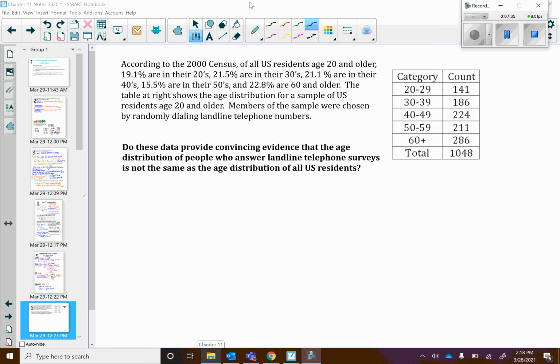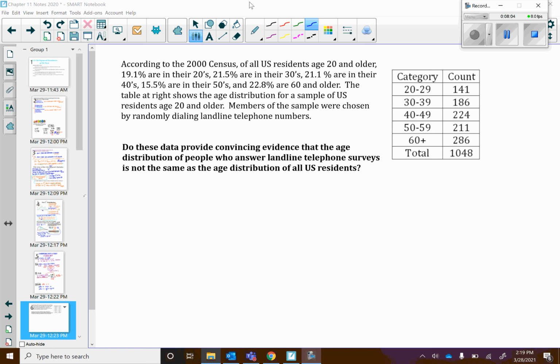Let's run a test together. According to the 2000 census, of all U.S. residents aged 20 and older, 19.1% are in their 20s, 21.5% are in their 30s, 21.1% are in their 40s, 15.5% are in their 50s, and 22.8% are 60 years or older. The table at the right shows the age distribution for a sample of U.S. residents aged 20 or older.